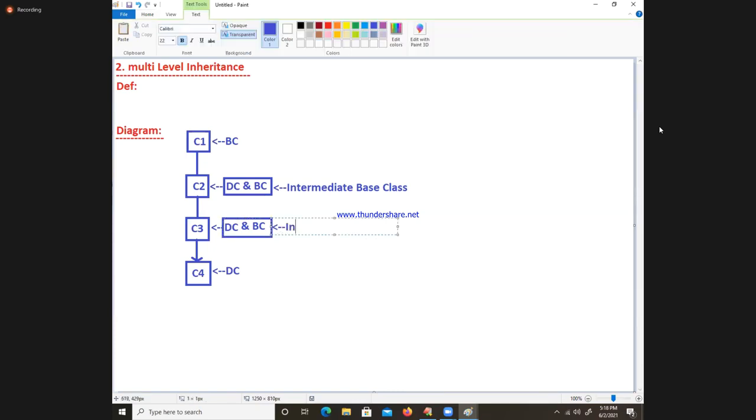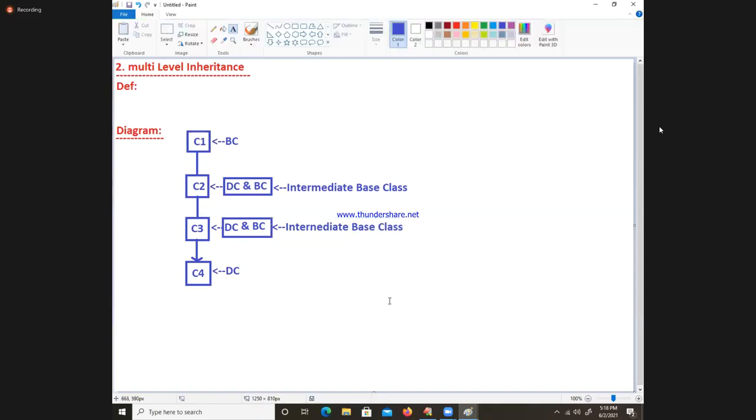What is that class called? Intermediate base class. Tell me, C1 to C2, C2 to C3, C3 to C4, this type of diagram is known as what? Hierarchy. This is known as multi-level inheritance we can call.